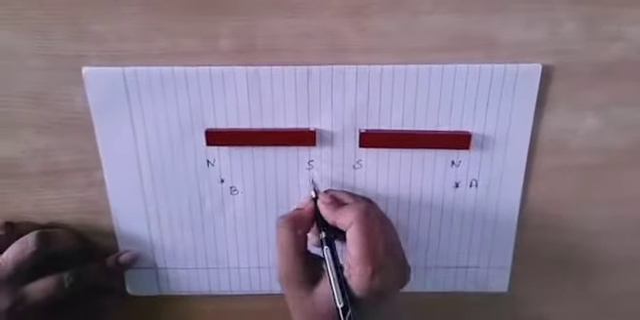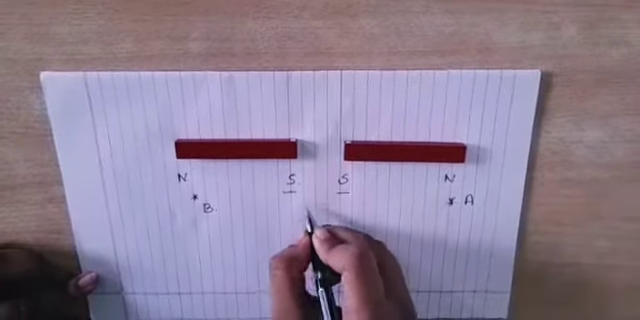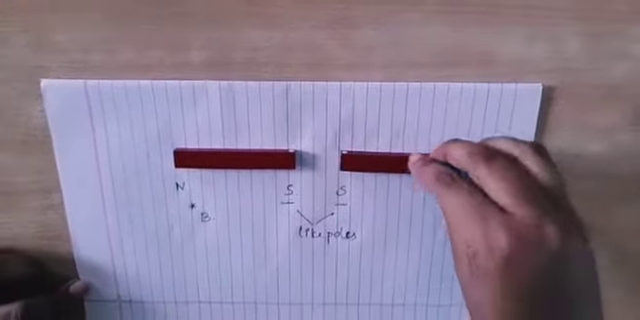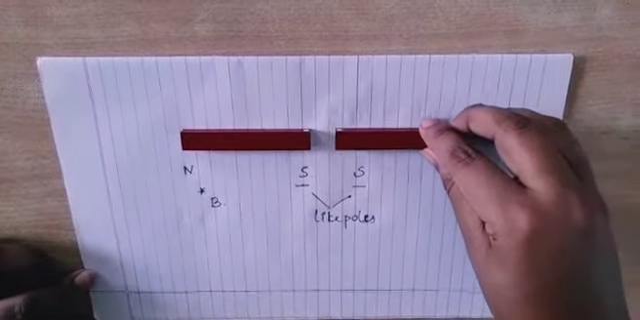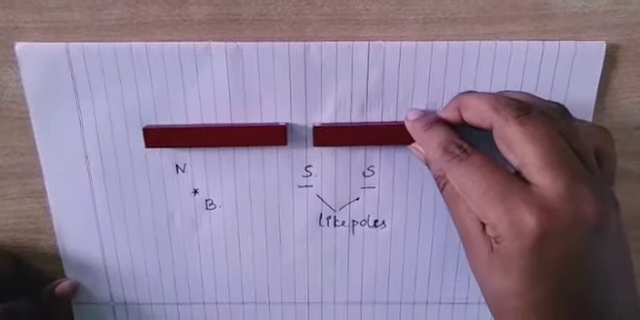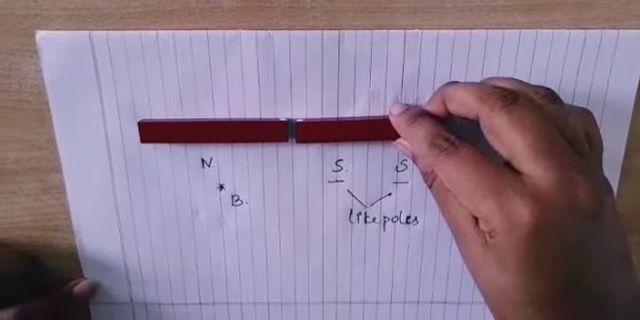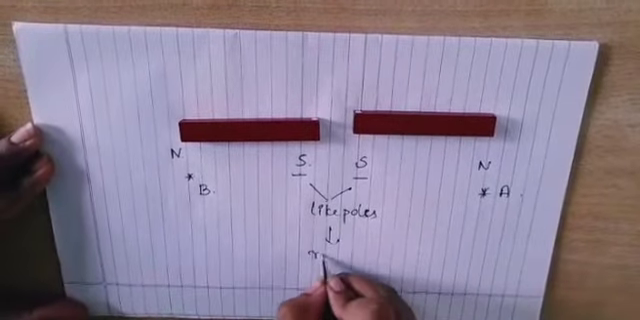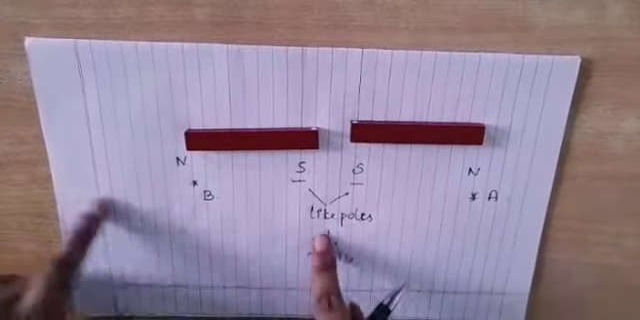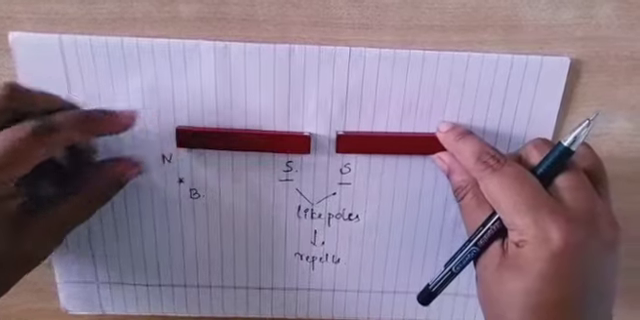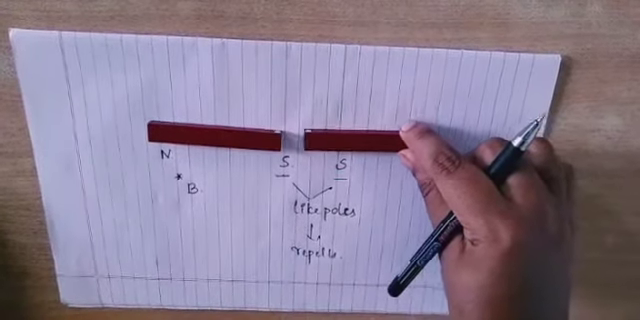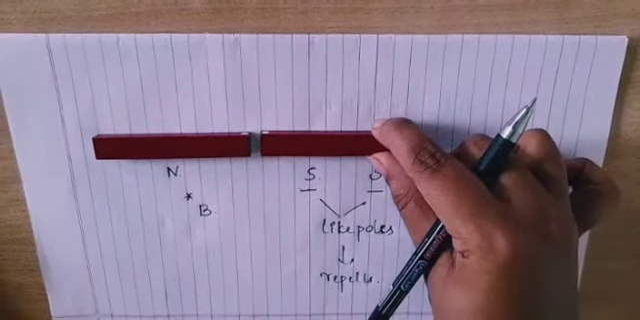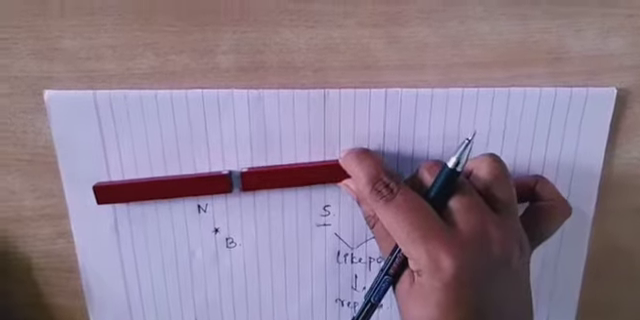Here it is the south pole, and here also it is the south pole. So these can be considered as like poles. When I brought this bar magnet from point A to point B, you saw that there was a repulsive force. Like poles always repel. South and south are like poles, and the south pole repels the south pole. There is no contact between these two bar magnets. So magnetic force is a non-contact force.